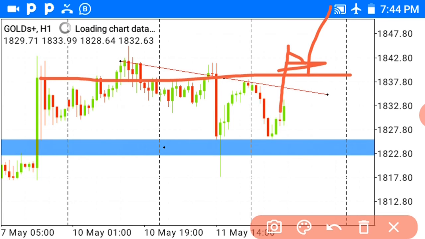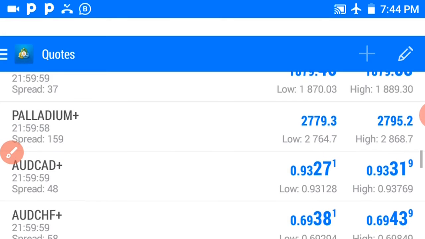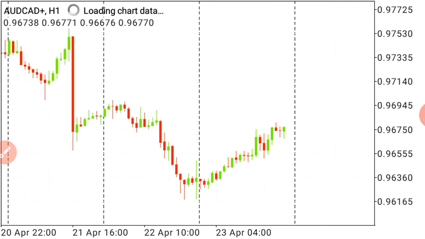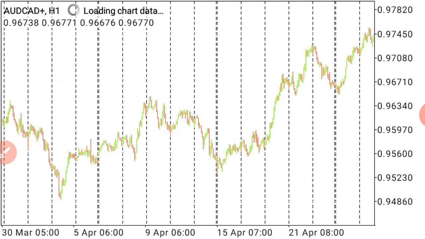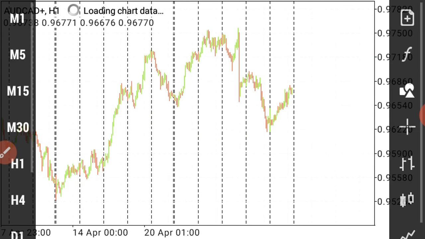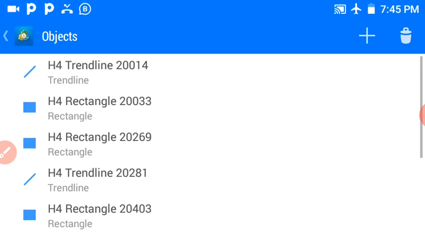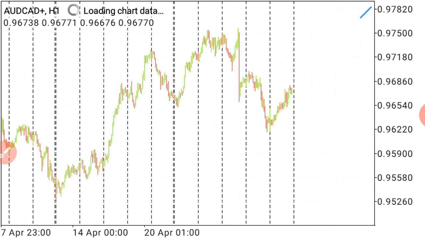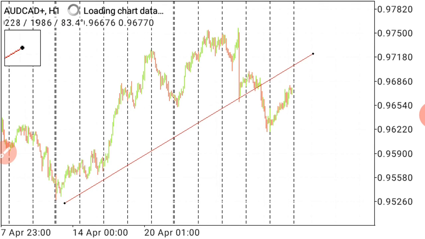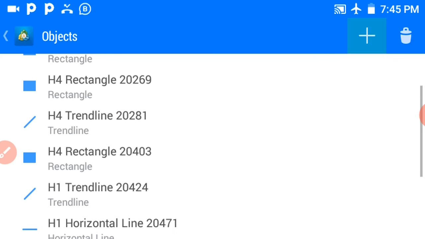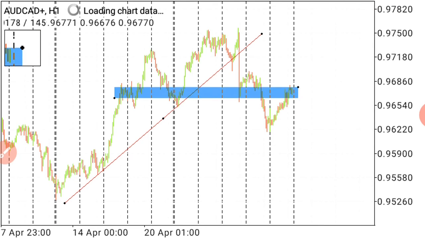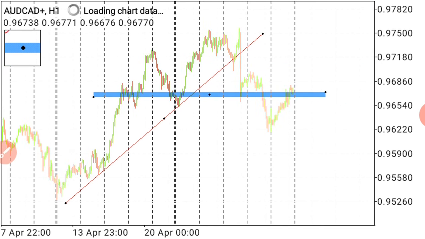We are almost done. The next we'll be checking out is the Aussie Canadian dollar. Let's see what it has to offer. The trend is already broken. Okay, then let's go ahead and mark this our lower here. Good.